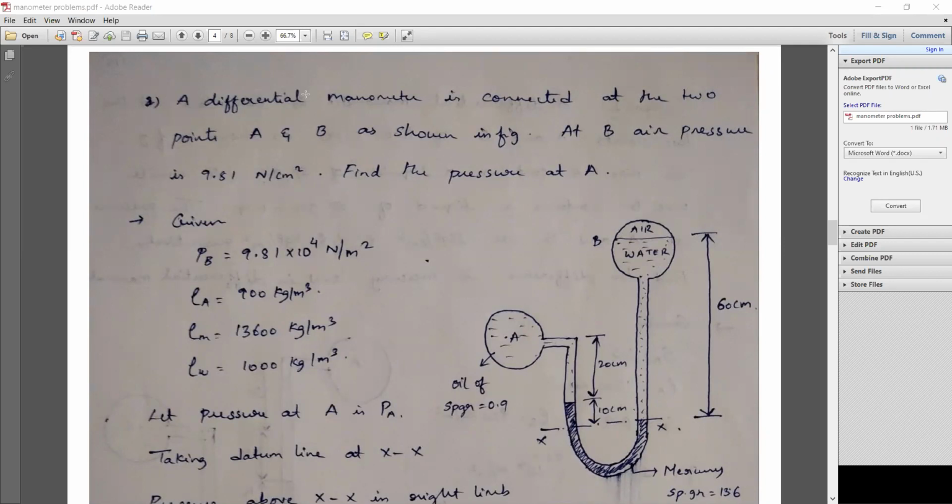After that, density of mercury we need to find. So specific gravity already we know. That is 13.6 into 1000. So 13,600 kg per meter cube. Next, density of water. In the pipe B, we have water. So the density of water is 1000 kg per meter cube. Right. Next, write down.